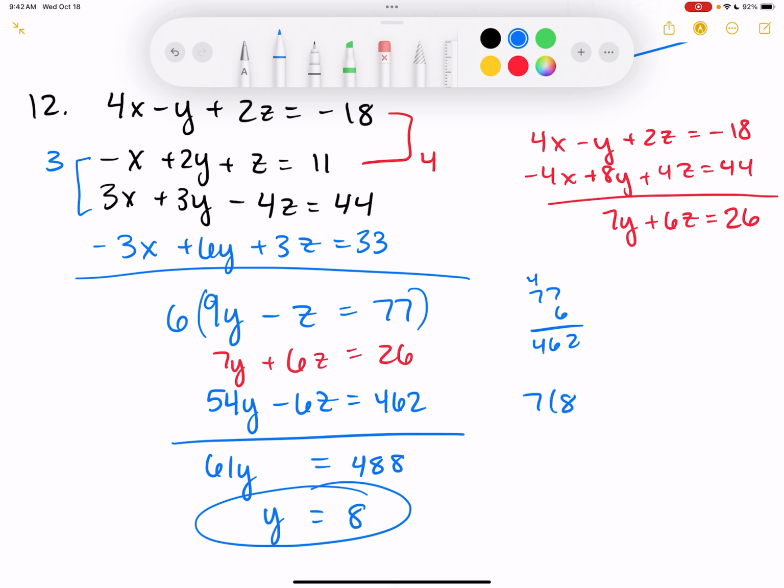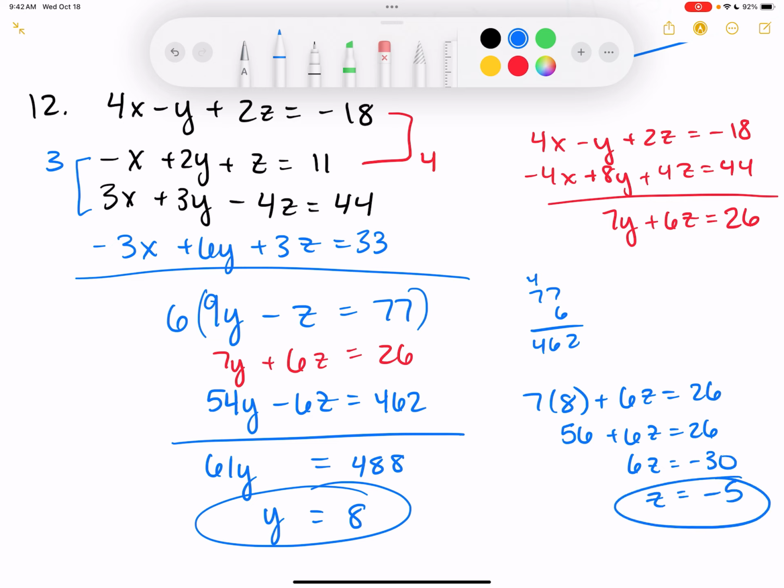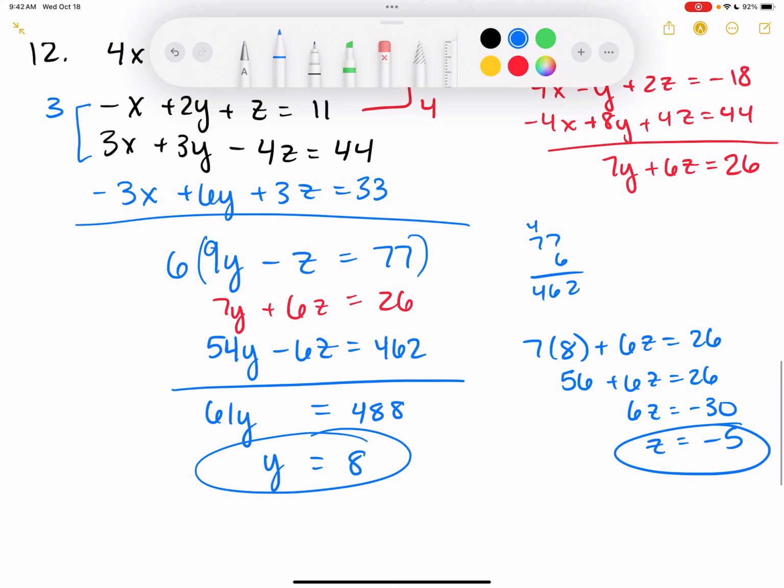7 times 8 plus 6z is equal to 26. So that's 56 plus 6z is equal to 26. Subtract 56. 6z is equal to negative 30. So z is equal to negative 5. And then equation 1, 2, or 3 to plug them into to find x. Middle, so negative x plus 2 times 8 minus 5 equals 11. So 16 minus 5 is 11. 11 minus 11 is 0, so x is equal to 0.